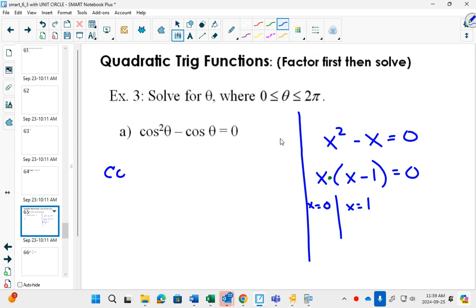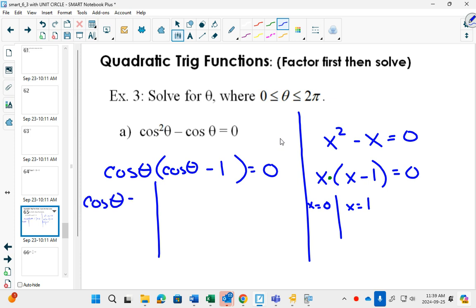You say, I have a cos theta in common. I could factor that out, and that would leave me with cos theta minus 1. And now since I'm multiplying here, either this one is 0, or this one is 0. And if this one is 0, cos theta would have to equal 1.